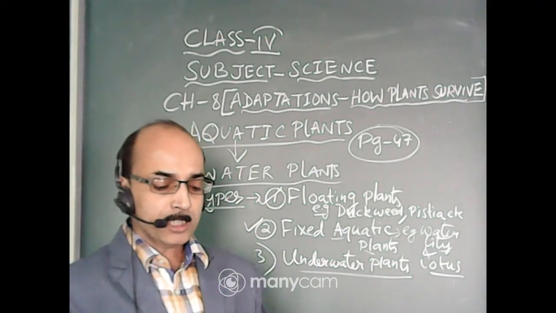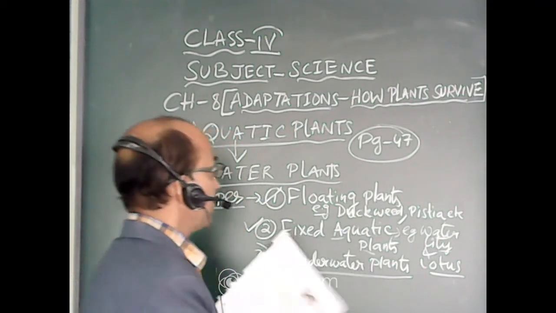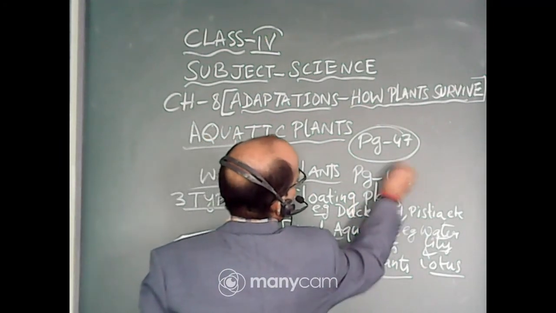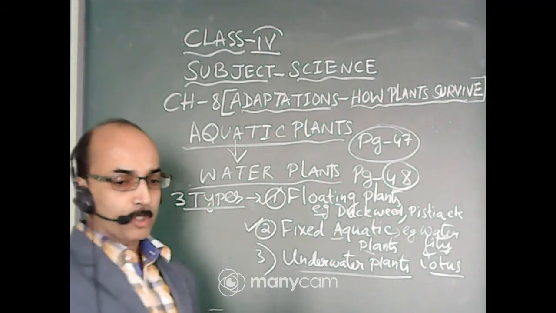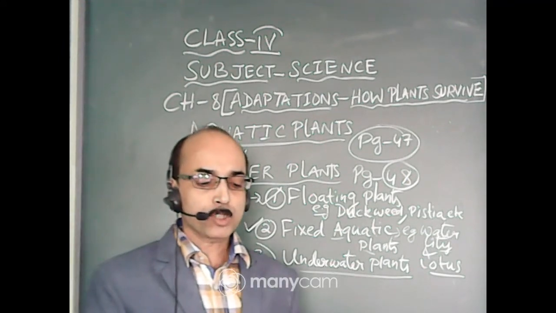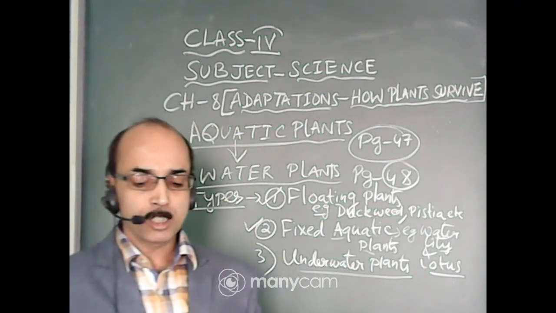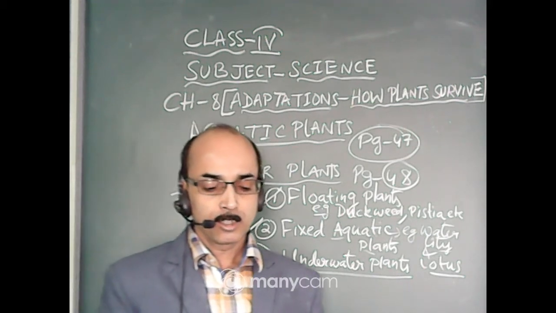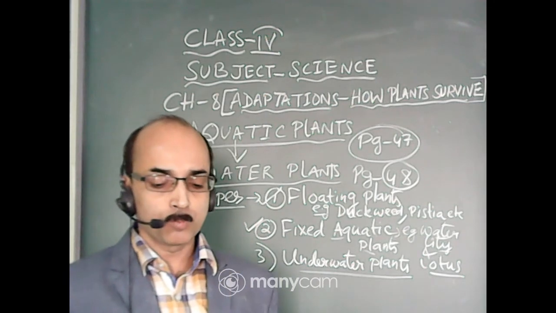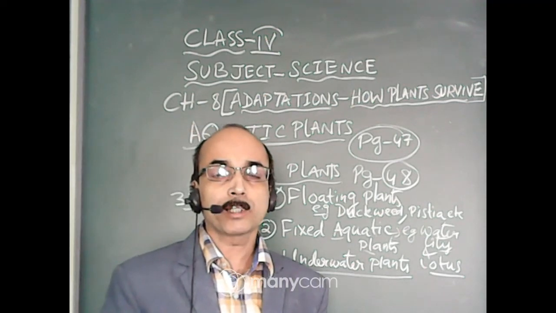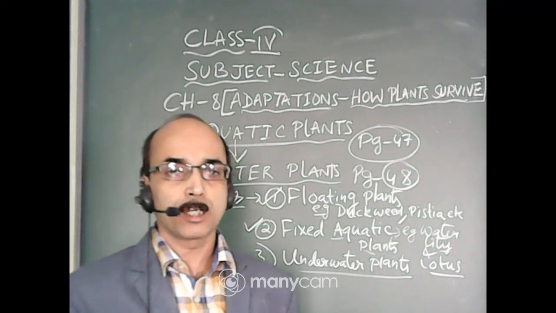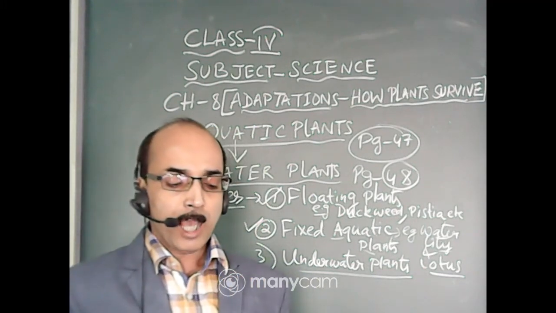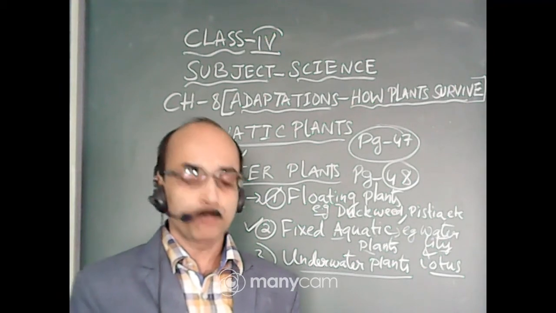Now next page, page number 48. Leaves have stomata on the upper surface to breathe easily. We know stomata are generally present on the lower surface of the leaf, but here the stomata are present on the upper surface of the leaf. And number four, their roots are fixed to the bed of the pond.